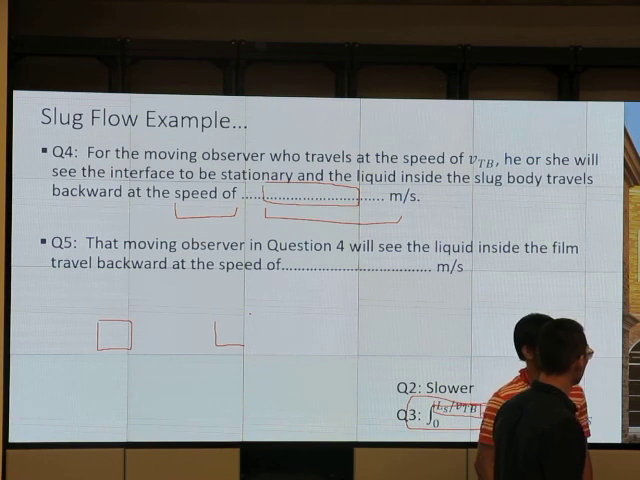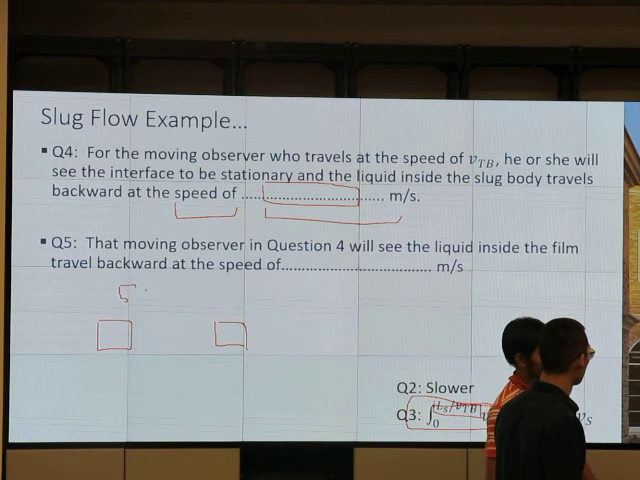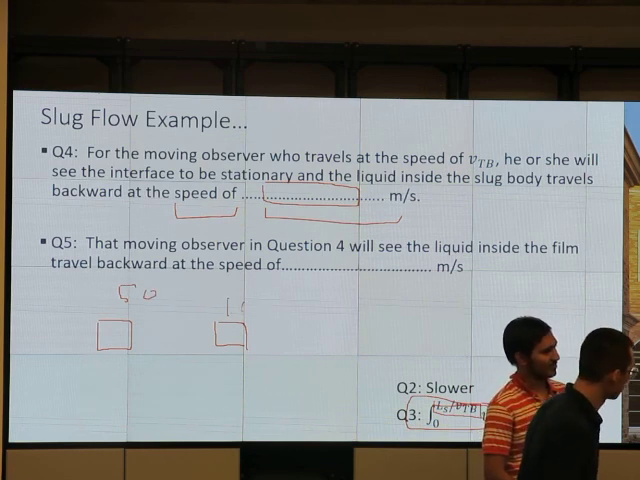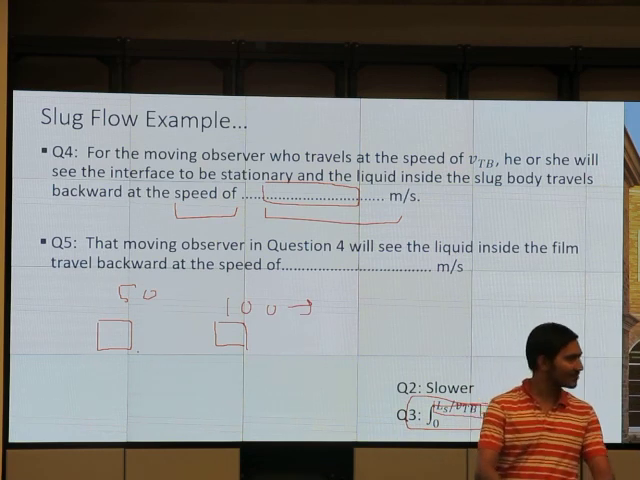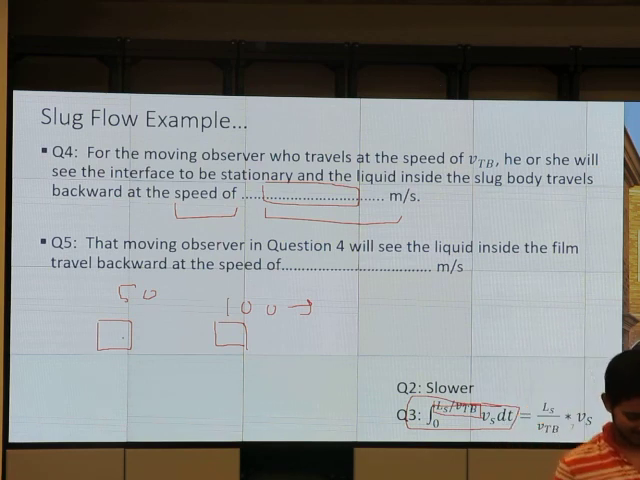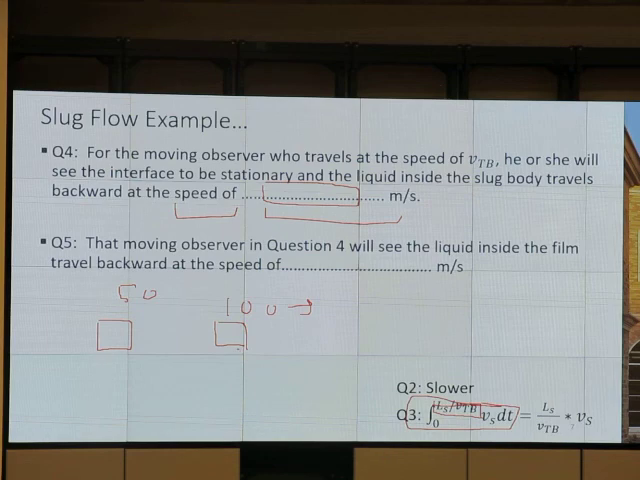So if I have two cars, one car moves at 50 miles per hour, another one at 100 miles per hour. The car in the back sees the car in the front move faster than it at the speed of just 50, right? The stationary observer will see that car move at 100 miles per hour. It's too fast, you get a speeding ticket, right?